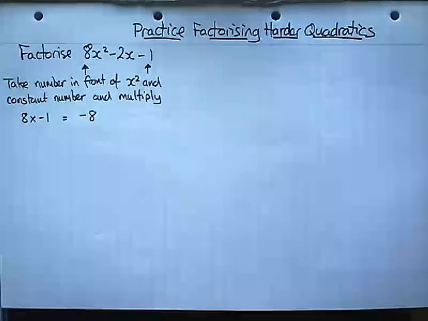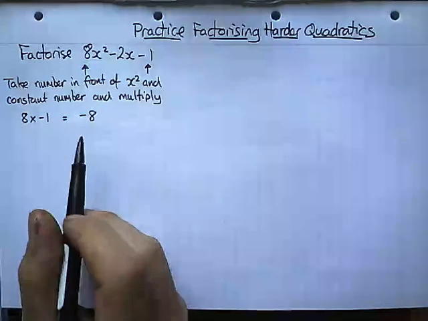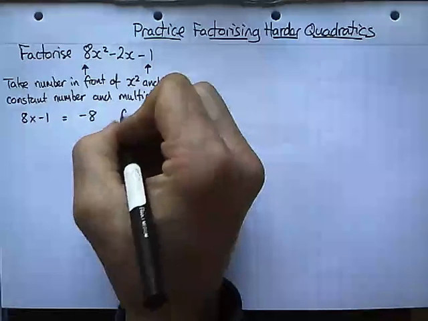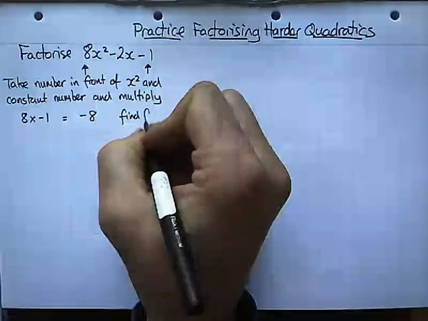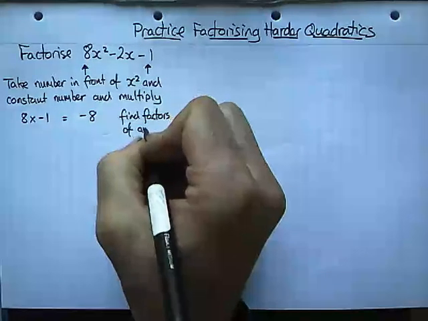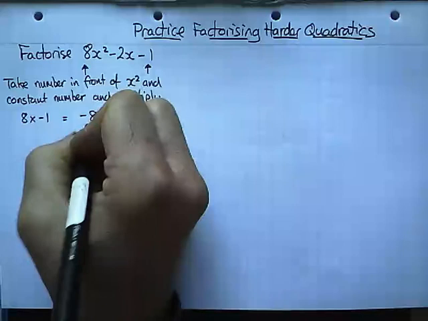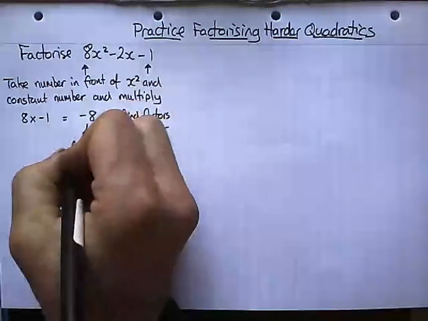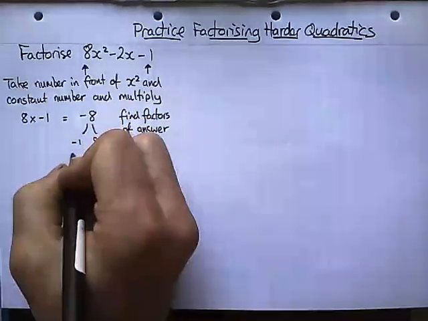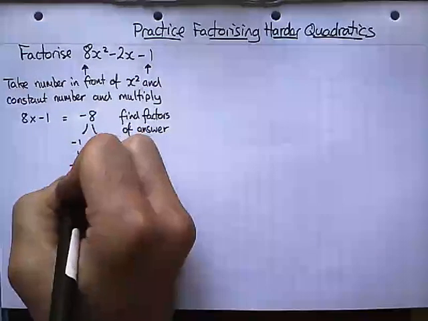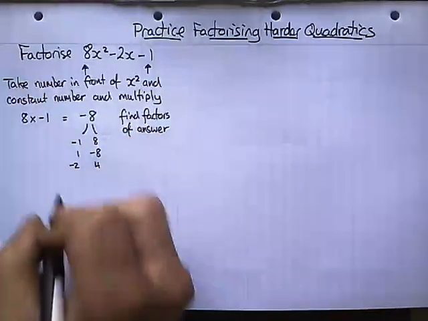So the next step is find the factors of this number. Okay, so we want to find factors of the answer. I like to just draw out a list of all the factors, numbers that multiply to make minus 8. So we have minus 1 and 8, well 1 and minus 8 as well, minus 2 and 4, and 2 and minus 4.